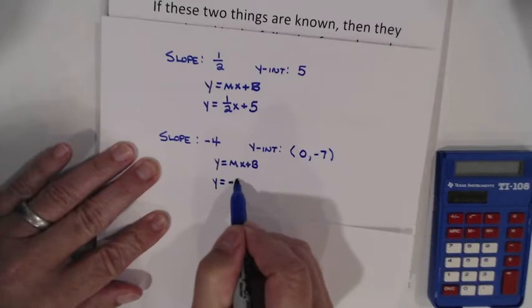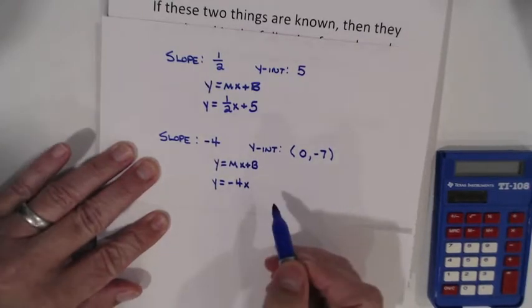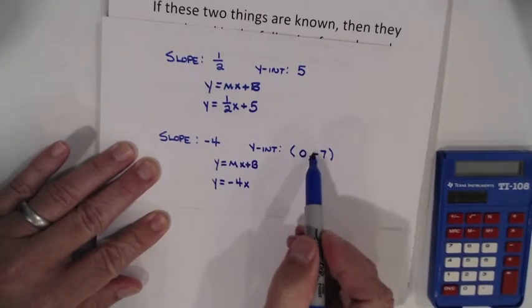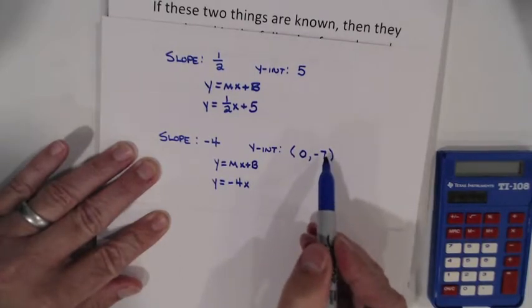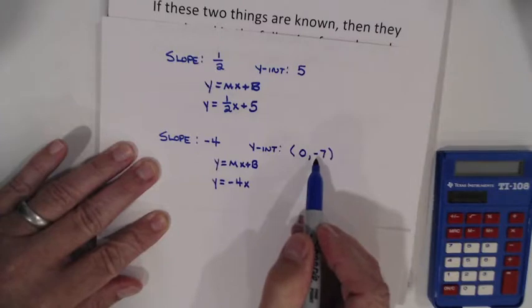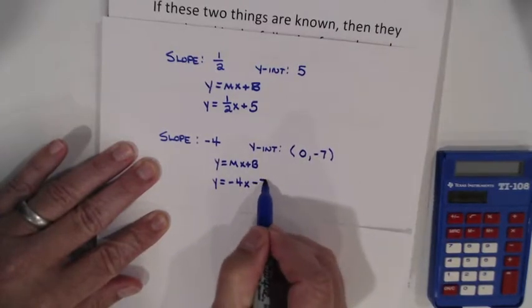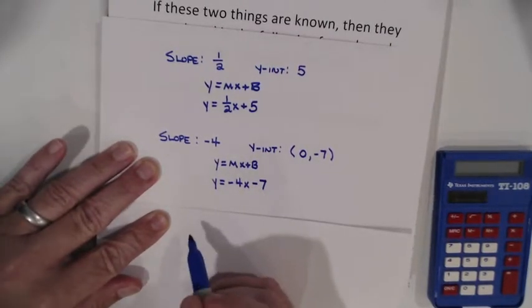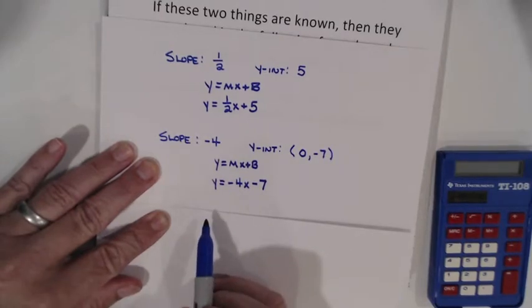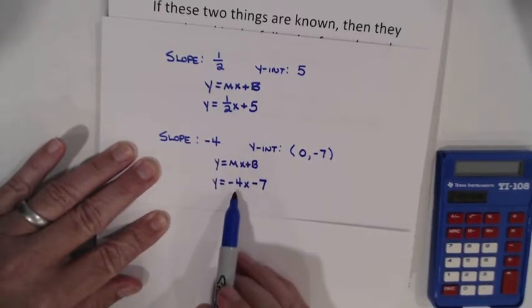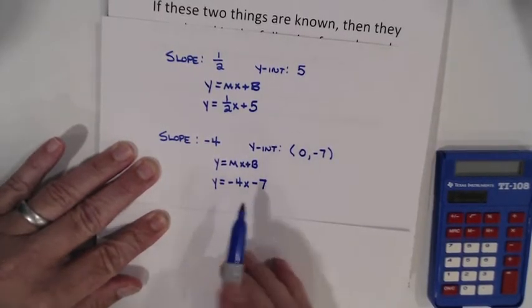Y equals -4. You're going to put an x beside it, and you take the y part of the y-intercept. This is an x, this is your y and your point. Notice it's a -7. That means I put -7 in that spot right there. This is the equation of this line. This line has a slope of -4 and a y-intercept of -7.